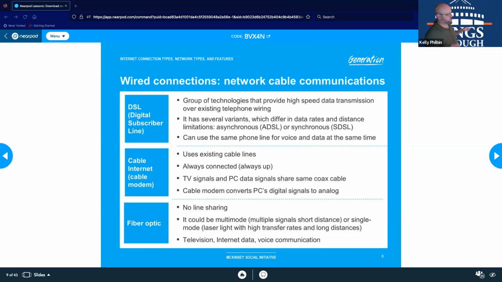Any questions so far on that? Well, next step up, my dream of one day being able to live in a place where I can have this: fiber optic lines. Yes, Nassim.